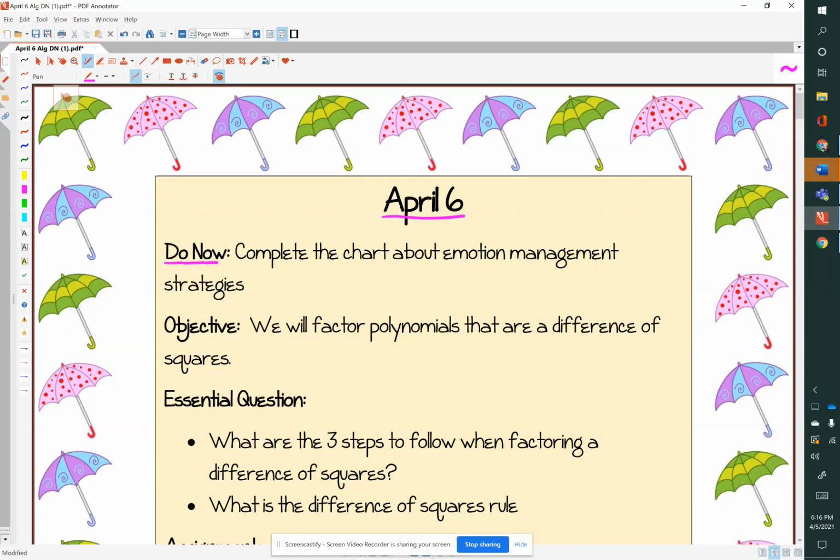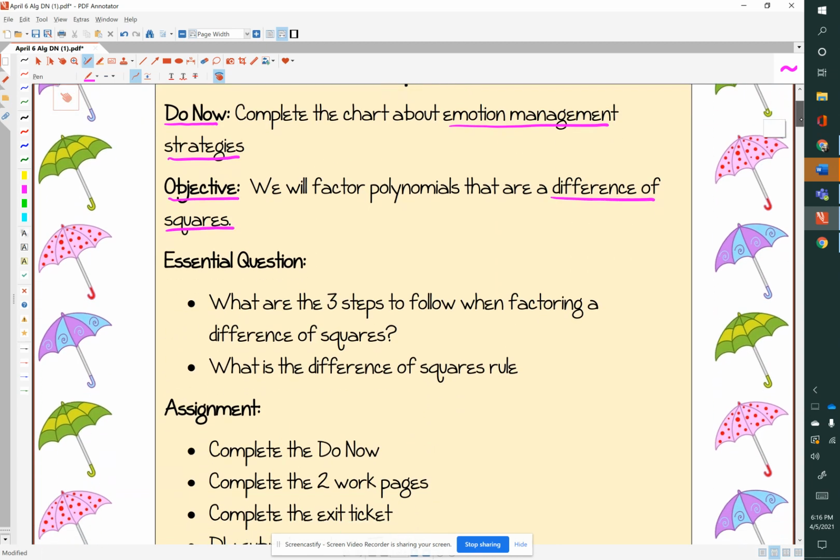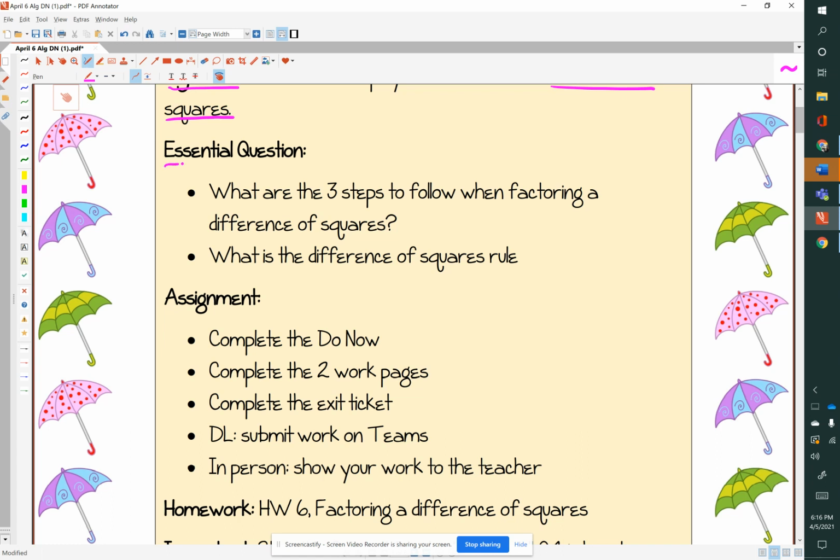We'll start with our do now. We're going to complete the chart about emotion management strategies, a nifty little activity. Our objective today will be to factor polynomials of a certain type, polynomials that are a difference of squares. So our essential questions are, what are the 3 steps to follow when factoring a difference of squares, and what is the difference of squares rule?